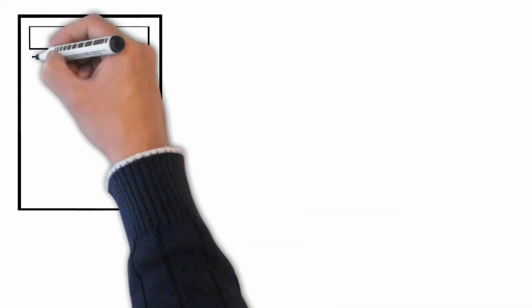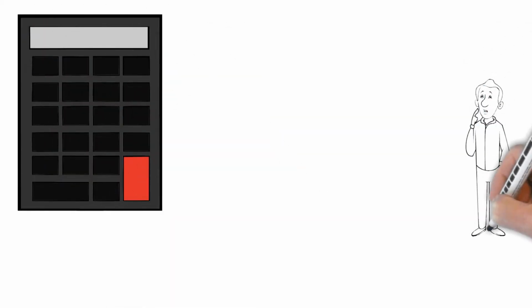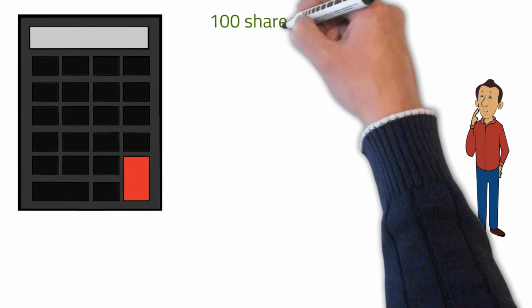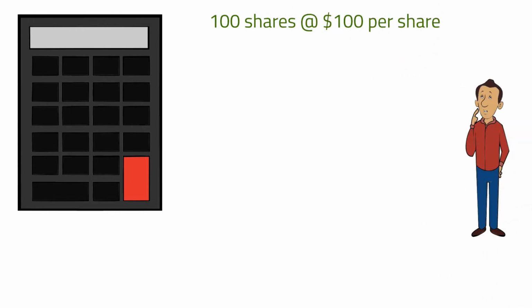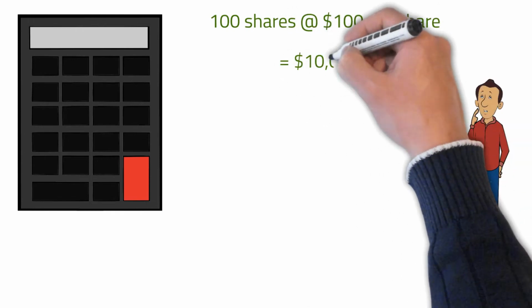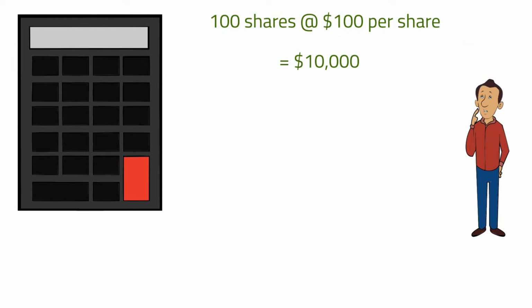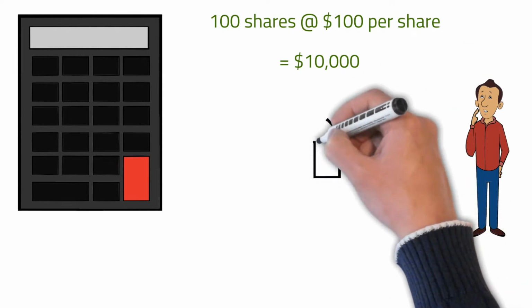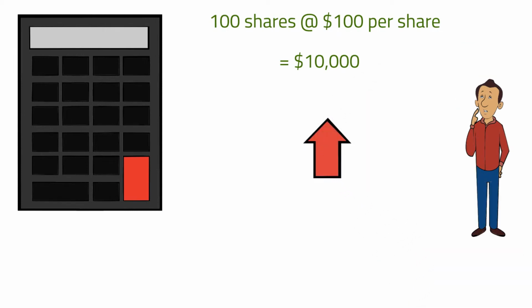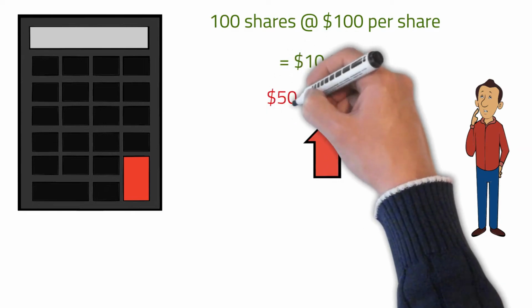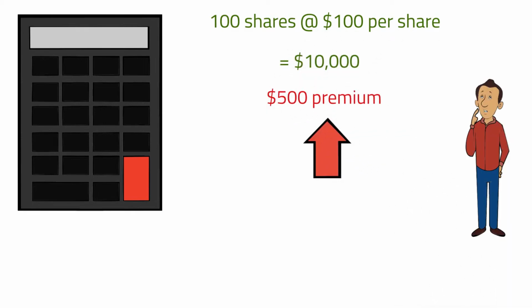Let's do some math. Say you owned 100 shares of a stock at the current price of $100 per share with a total value of $10,000. And you are hoping that the value goes up, but if it doesn't, you want to buy some insurance. So you enter a contract with a strike price of $100 and pay a $500 premium to protect your investment for the next 60 days.